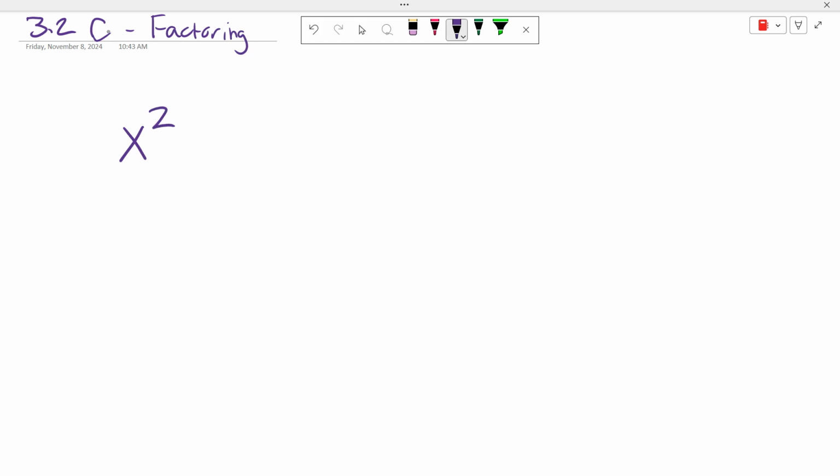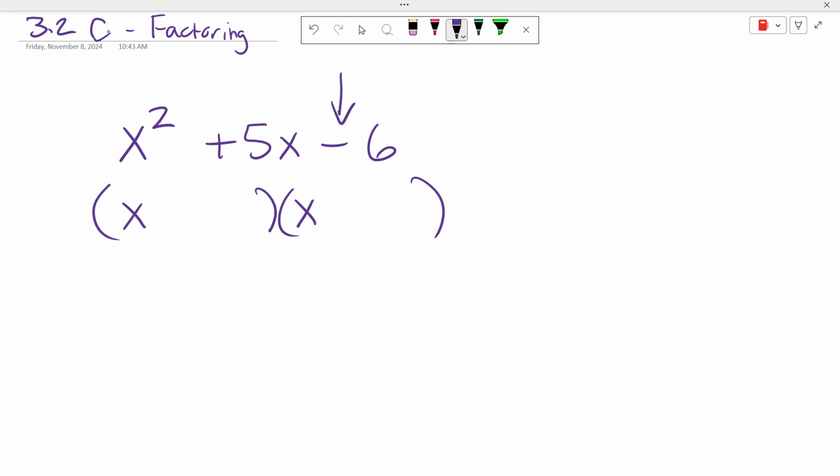Now, we know how to factor this. X squared plus 5x minus 6, right? Two sets of parentheses. What do? Split up the first term. Look at this sign. If this is negative, they are opposite signs. Then we list the factors of 6. 1 and 6, 2 and 3. Which factors of negative 6, so they'll have opposite signs, add up to a positive 5? Negative 1 and a positive 6 add up to 5.